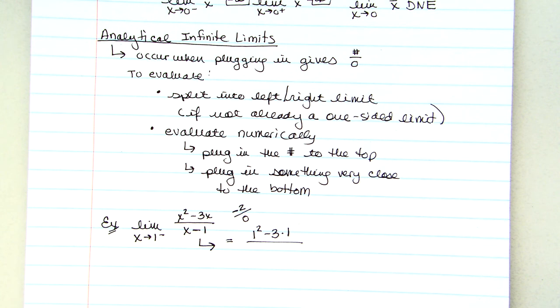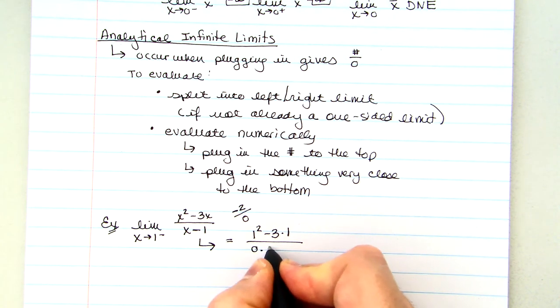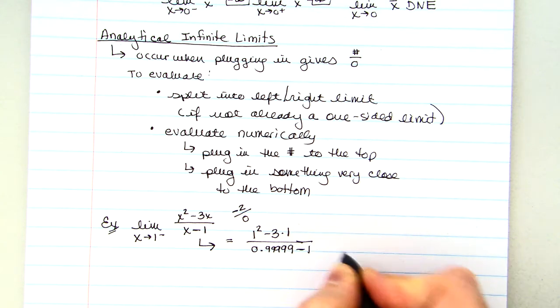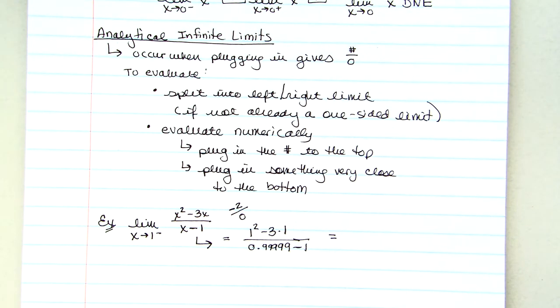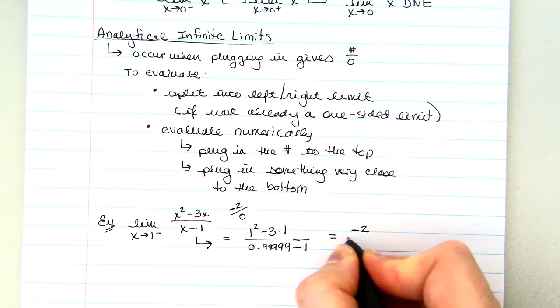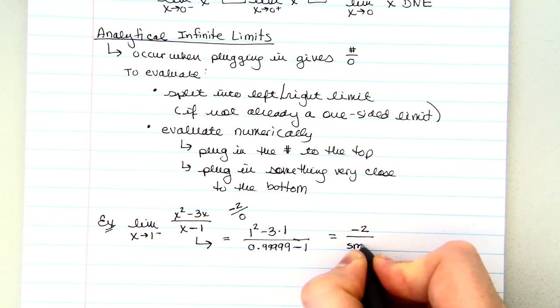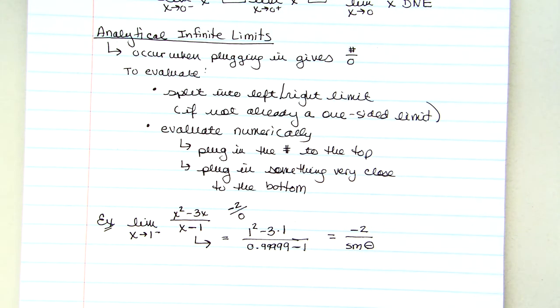0.99, get closer. 0.999. Let me write a whole bunch of those, like 0.9999999 minus 1. The top is just negative 2. You knew that was negative 2. The bottom, though, is a really small number, right? 0.99999 minus 1. What sort of a small number, though? Small positive or a small negative? Small negative. I'm going to write small negative.